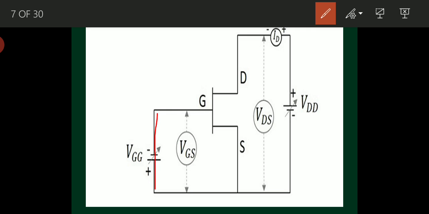And the second condition is, if I give some negative voltage to VGS, means like this. And the third condition is, if I give a positive supply to VGS, means this terminal becomes positive, this becomes negative. So let us take these three conditions.